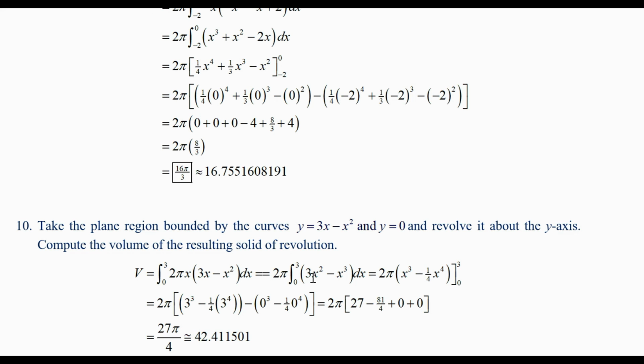2 pi we can bring out front, distribute the x to get 3x squared minus x cubed, get an antiderivative, which is 2 pi times, let's see, x cubed, the 3's cancel, and divide by 3, that's x to the 4th, and multiply by 1/4. Evaluate from 0 to 3, 2 pi times the whole thing is 3 cubed minus 1/4, 3 to the 4th, minus 0 cubed minus 1/4, 0 to the 4th. Both of those terms are 0. 3 cubed is 27. 3 to the 4th is 81. That's over 4 because of that. Get a common denominator.